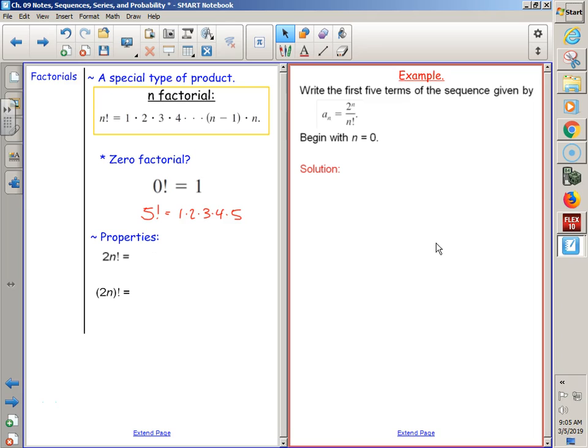Section 9.1. Did anybody show Robbie how many pages to skip for notes if he needs it? Are we good?